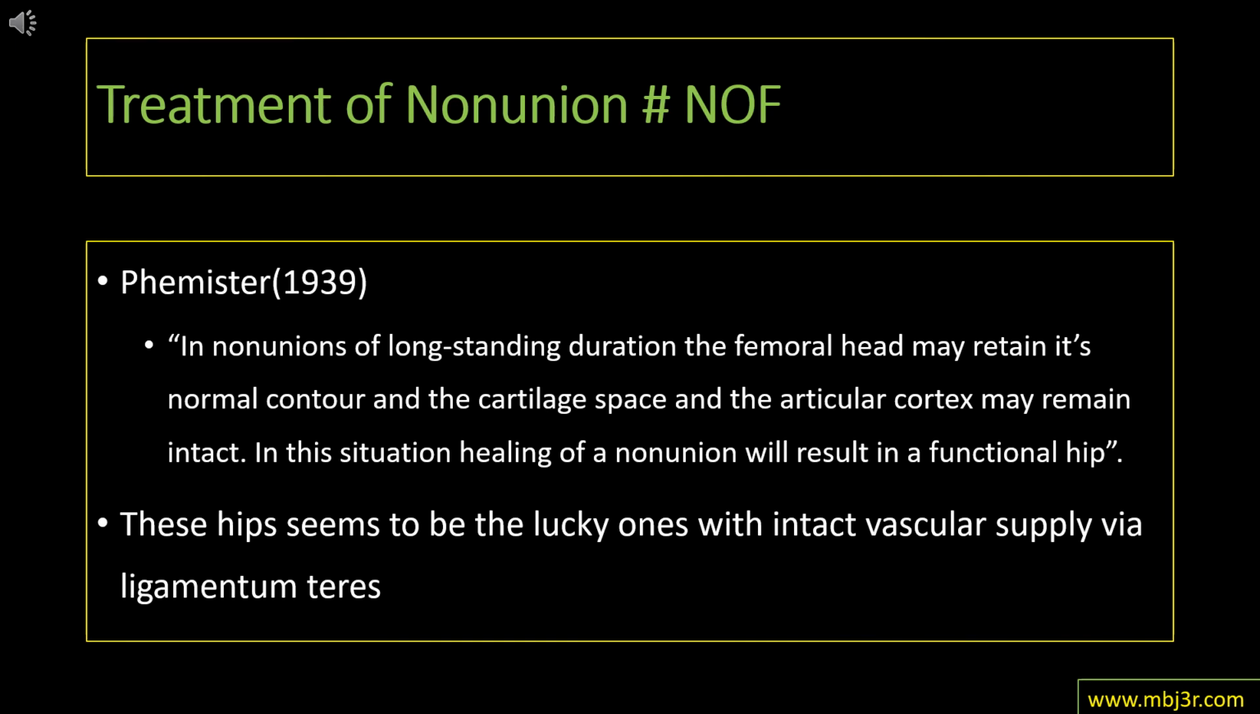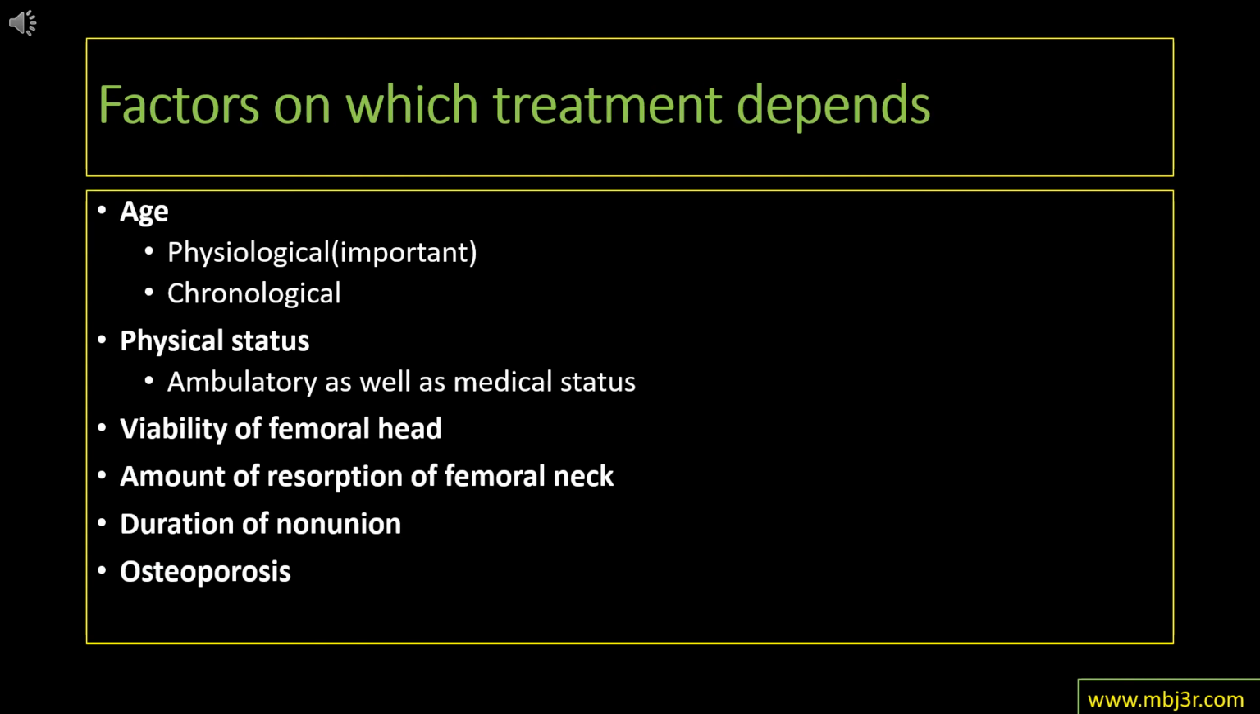Treatment of non-unions. In non-unions of long-standing duration, the femoral head may retain its normal contour and the cartilage space, and the articular cortex may remain intact. In this situation, healing of a non-union will result in a functional hip. These hips seem to be the lucky ones with intact vascular supply via ligamentum teres. The treatment of the non-union depends on age. Physiological age is more important than chronological age.